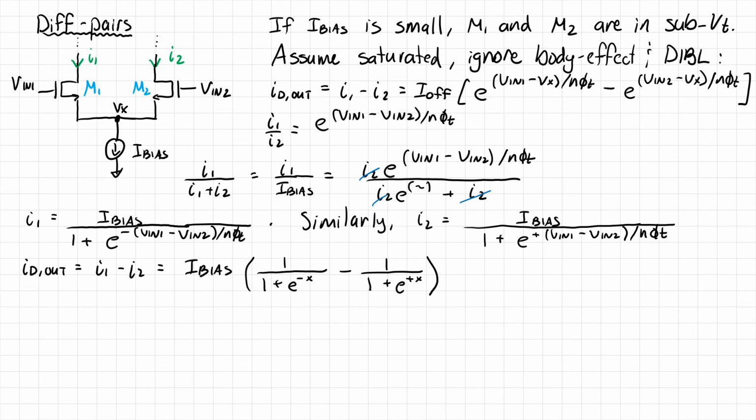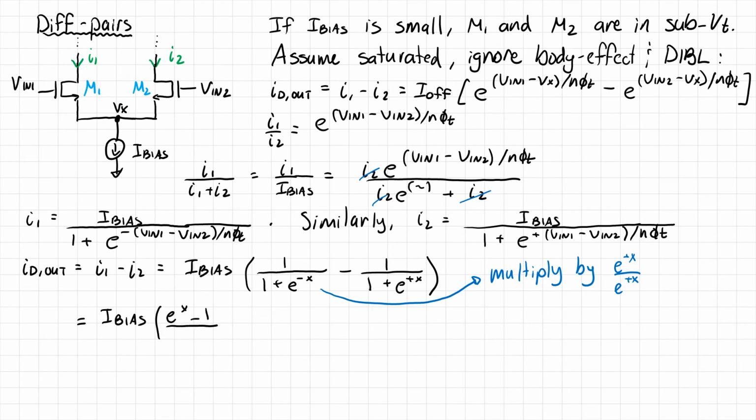So now what I'm going to do is multiply this one here by e to the plus x divided by e to the plus x. So I'm going to multiply by 1 to keep the expression constant, but this will simplify something a little bit. And this is now going to be equal to I bias times e to the x minus 1 after adding the terms, plus e to the x plus 1.